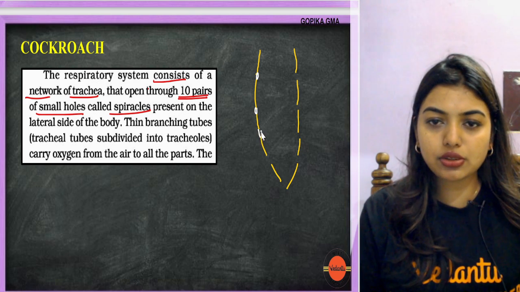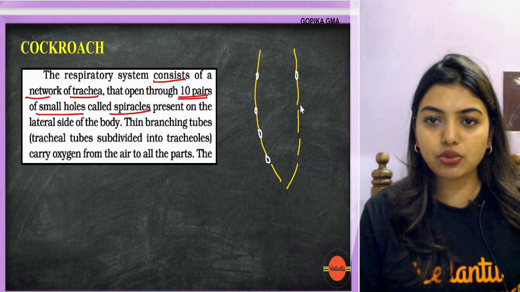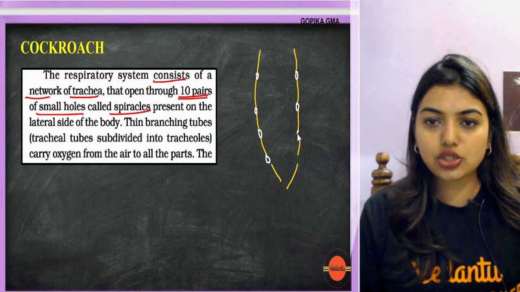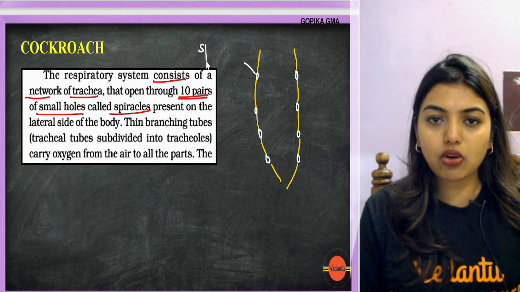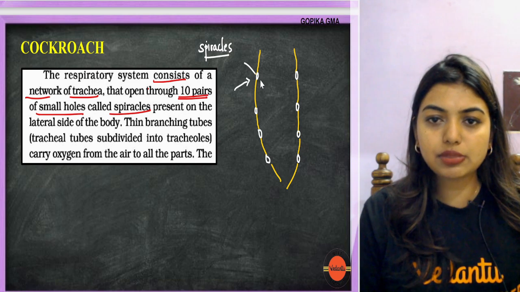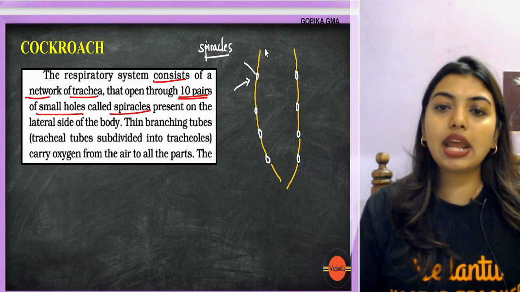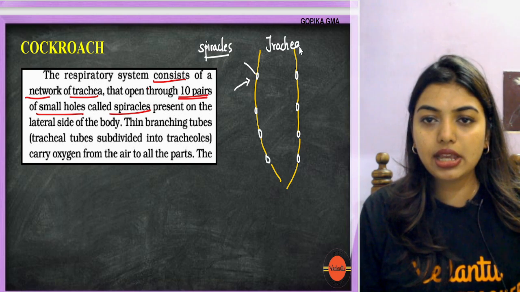Now through this, what is going to happen, students? Exchange of gases is going to happen. So these pores are called as spiracles. That is, the air is going to enter through this place and it is going to enter inside. And what kind of system do they have? They have a tracheal system. Okay, tracheal system.